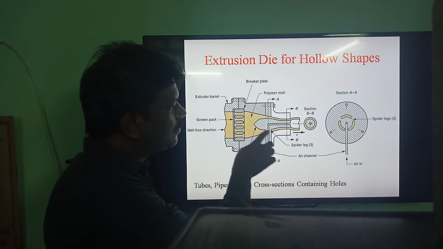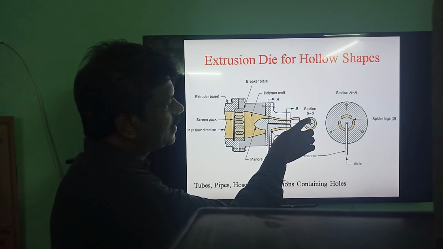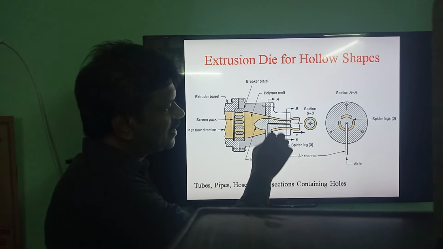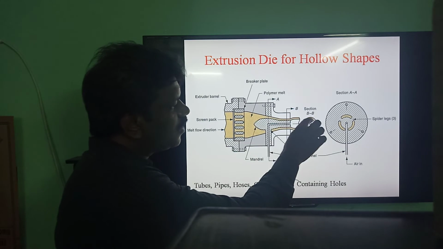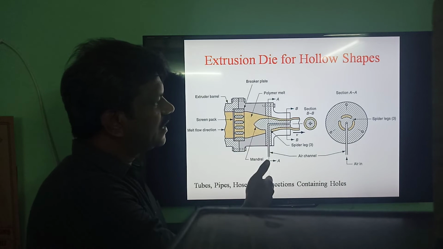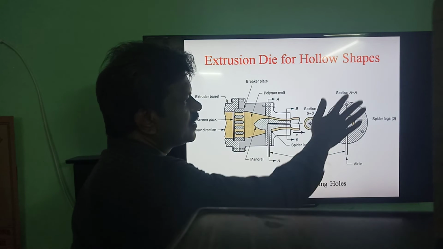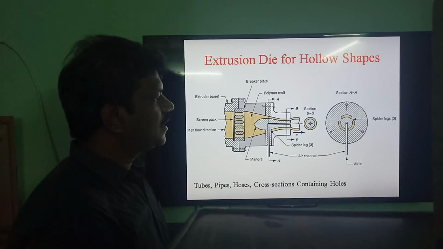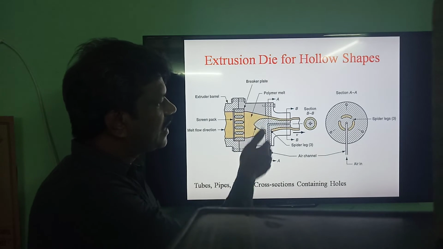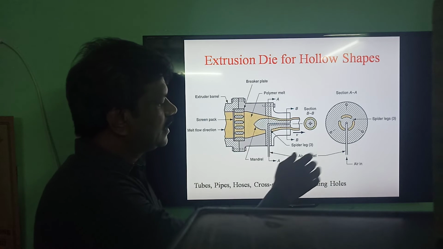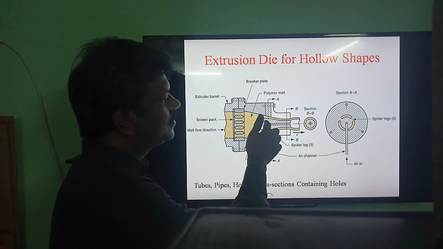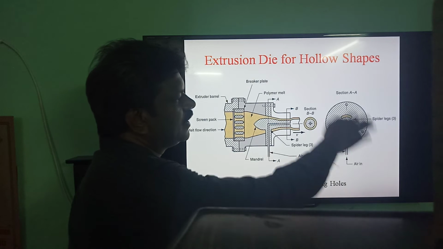This is the total die opening. If you look at this diagram, this is the total die opening. So in this area the flow is restricted. Therefore, you will be getting only the hollow shape, right? If you have the section at AA, this is the cross section. Now this mandrel is supported by means of a spider plate. This is called the spider plate.